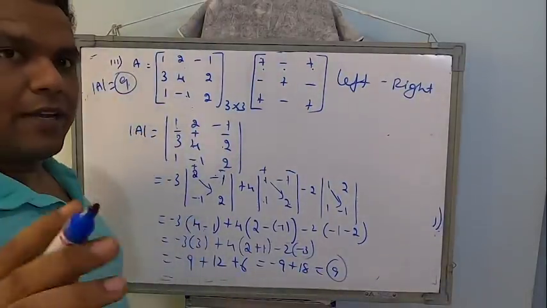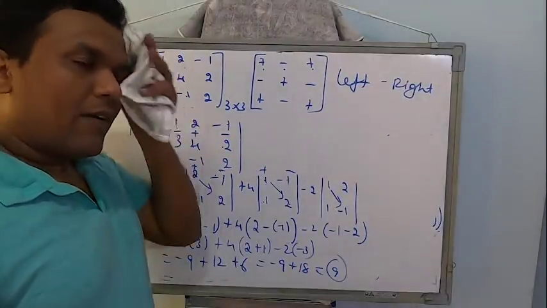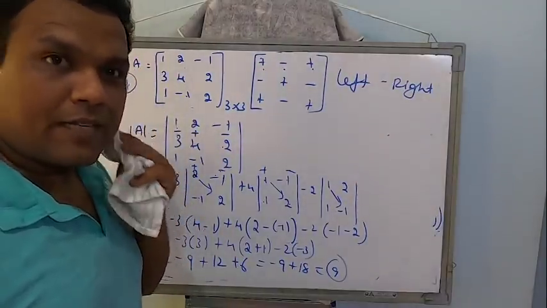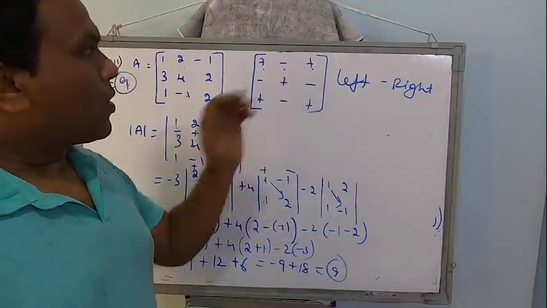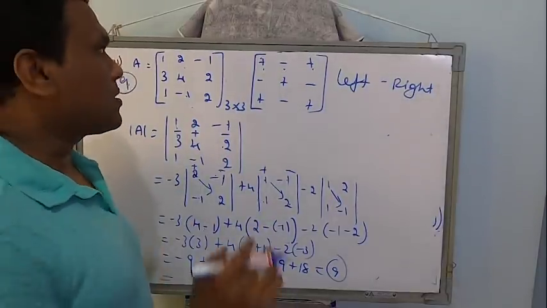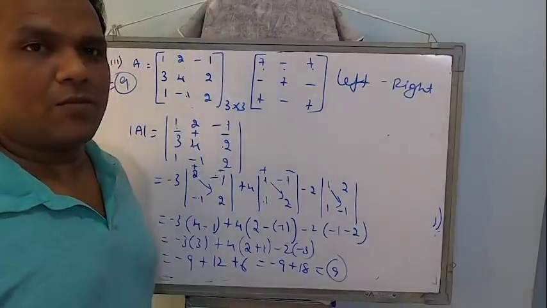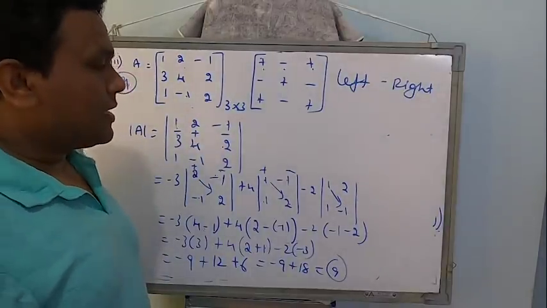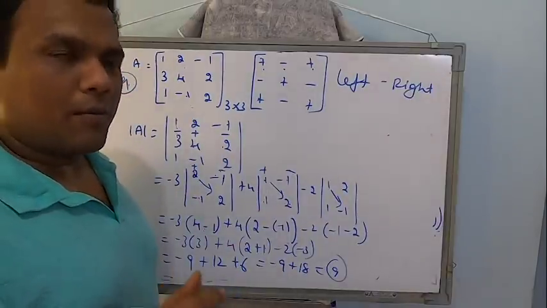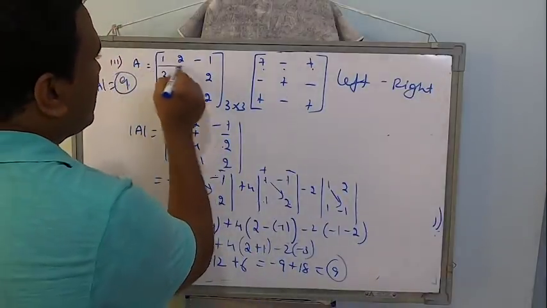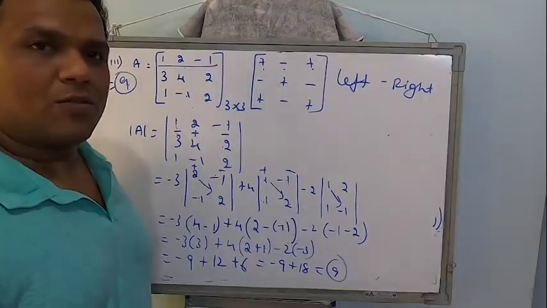You expand it from any row or from any column, the value of the determinant remains the same. But to do that, first thing I should know, what is the sign matrix? Or what are the signs associated with each element of a square matrix? If I know this, it's better. I can go and expand it from any row or from any column. So for our convenience, let us always expand it from the first row.